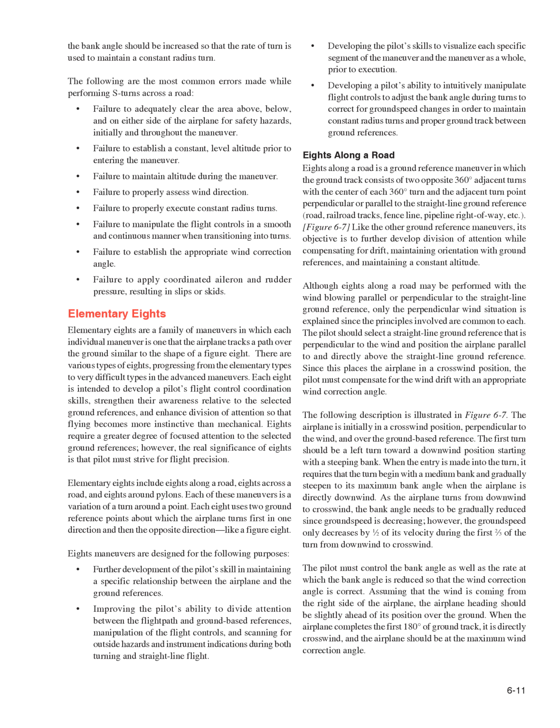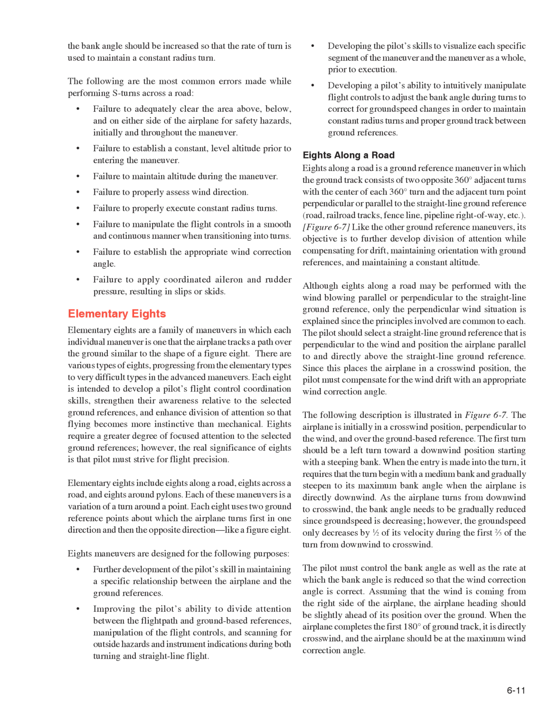Eights along a road. Eights along a road is a ground reference maneuver in which the ground track consists of two opposite 360 degrees adjacent turns with the center of each 360 degrees turn and the adjacent turn point perpendicular or parallel to the straight line ground reference: road, railroad tracks, fence line, pipeline right-of-way, etc. Figure 6-7. Like the other ground reference maneuvers, its objective is to further develop division of attention while compensating for drift, maintaining orientation with ground references, and maintaining a constant altitude.